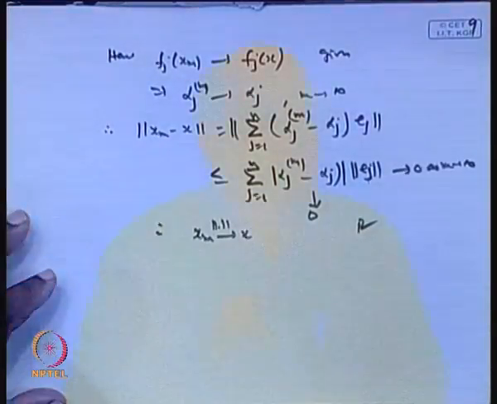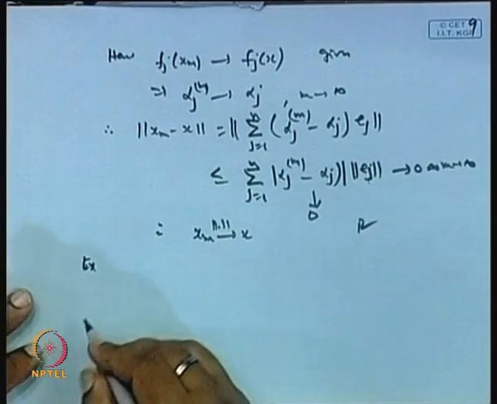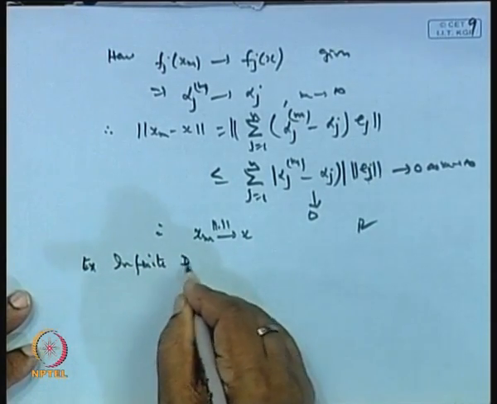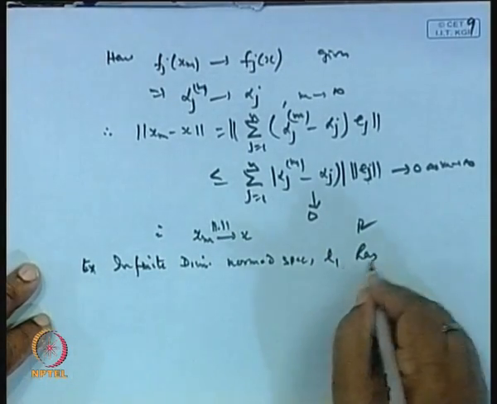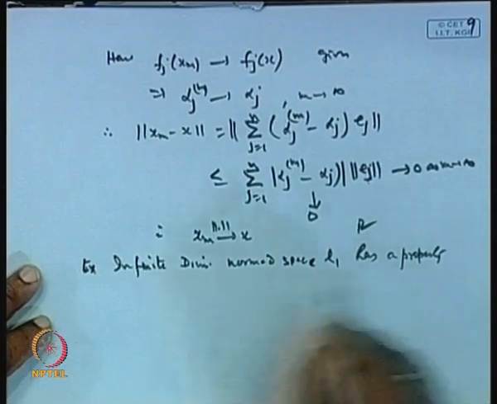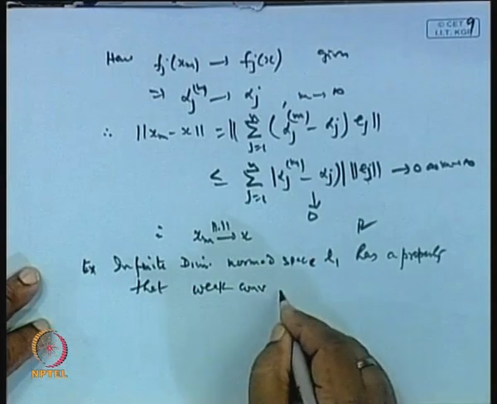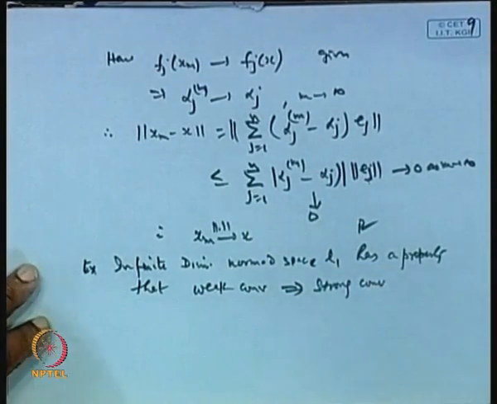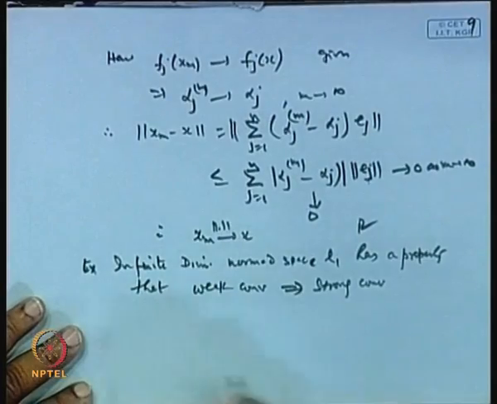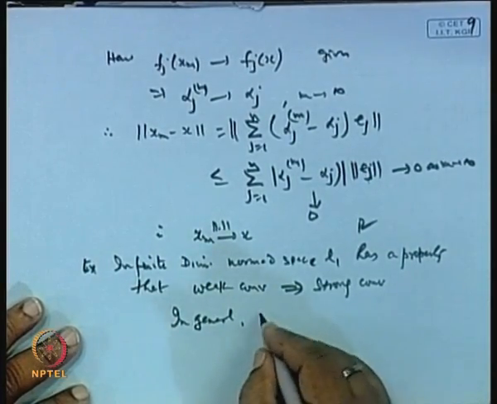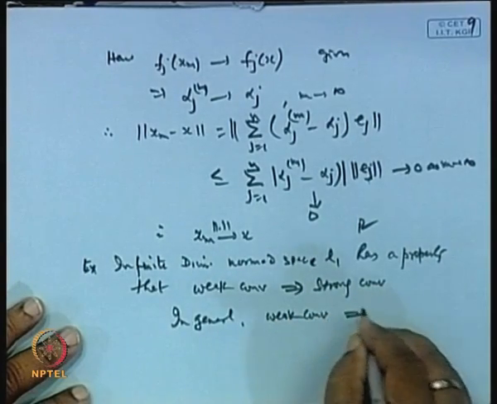So, in case of finite dimensional spaces, this is true. Okay. But there are examples of the infinite dimensional case. It does not mean that in infinite dimensional spaces weak convergence never implies strong convergence. No, there are examples of infinite dimensional normed spaces, L1 has a property that weak convergence also implies strong convergence. Okay. There are other spaces also parallel to L1 where this is true, but in general it is not true. In general, in infinite dimension, weak convergence need not imply strong convergence.